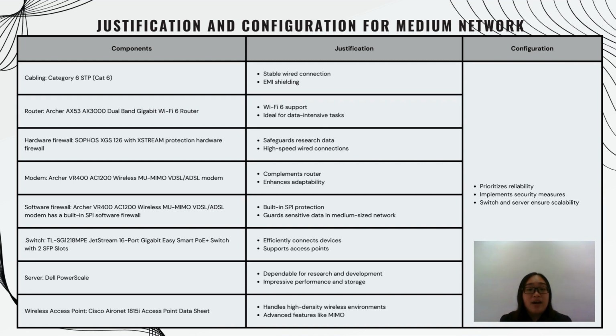The Archer BR400 modem complements the high-speed router for smooth wireless communication. With MU-MIMO technology, it supports diverse devices and activity within the lab, enhancing adaptability and responsiveness. The Archer BR400 modem's built-in SPI software firewall protects sensitive data, ensuring security in a medium-sized lab network.